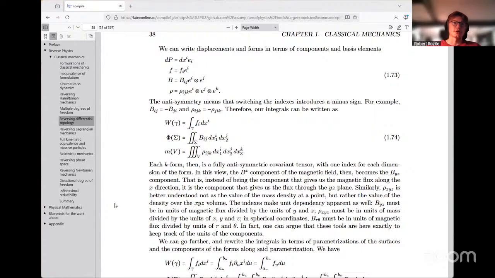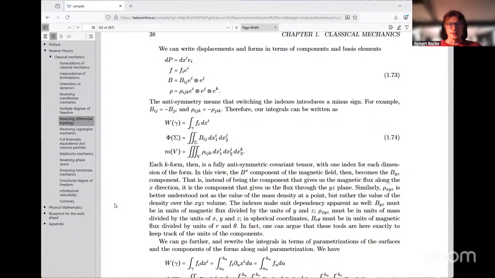Each K-form then is a fully anti-symmetric covariant tensor with 1 index for each dimension of the form. In this view, the Bx component of the magnetic field then becomes the B sub yz component. That is, instead of being the component that gives us the magnetic flux along the x direction, it is the component that gives us the flux through the yz plane. Similarly, rho xyz is better understood not as the value of the mass density at a point, but rather the value of the density over the xyz volume.